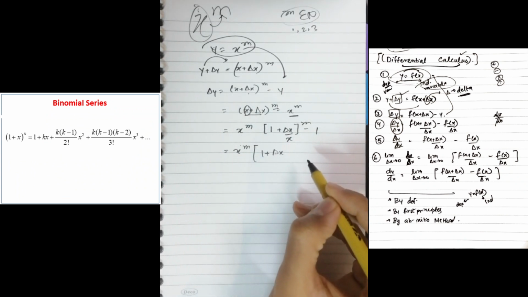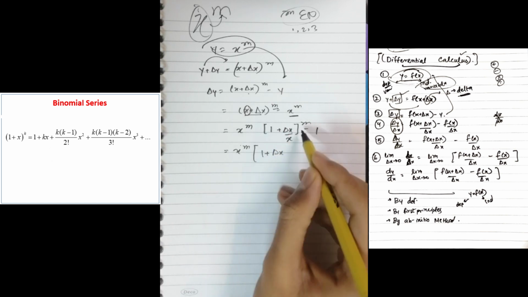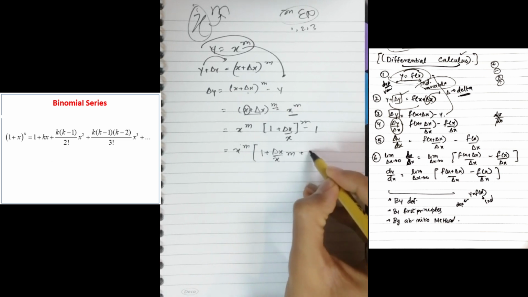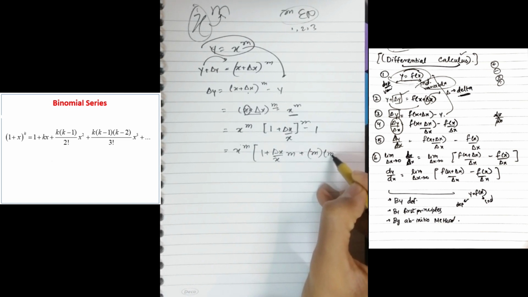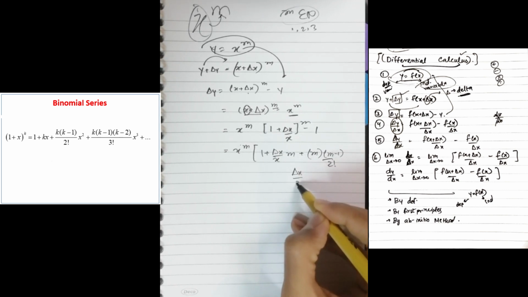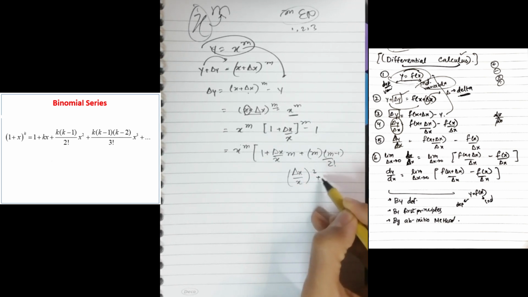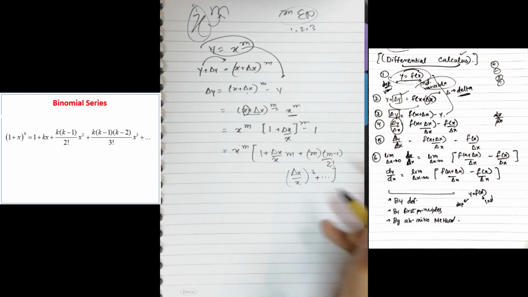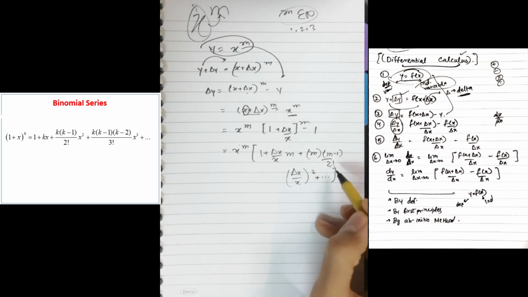So what can we do? First of all, we have the 1, that's good. Now m delta x divided by x, plus m times m minus 1, that is the power being subtracted by 1, divided by 2 factorial, and now the square of delta x divided by x square. And these terms would continue. This can be raised up to 3 factorial, 4 factorial, and the power would also change. I'm going to explain binomial series or binomial expansion in other videos, but for now, we are going to use this technique to find the derivative of the function.